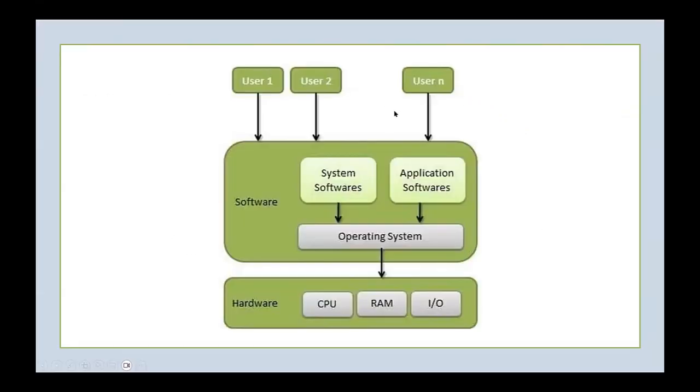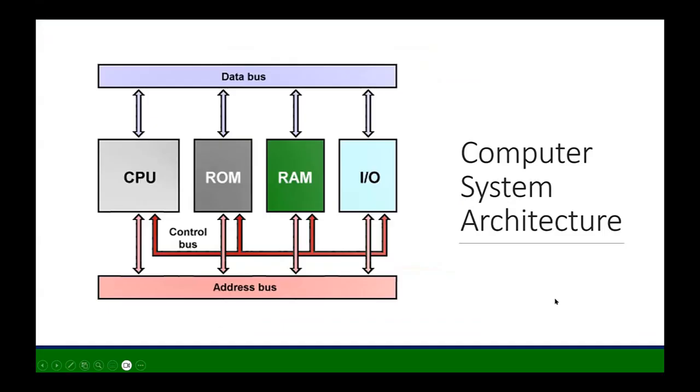And then your system software and application software, the operating system, these are software. AI is one kind of application software. AI is right here, on top of your Windows. AI is one set of computations. So this is a computer system view. You have CPU, you have ROM, you have RAM, you have I/O.